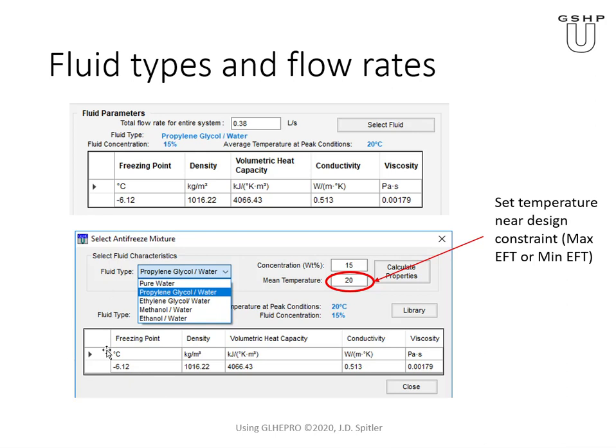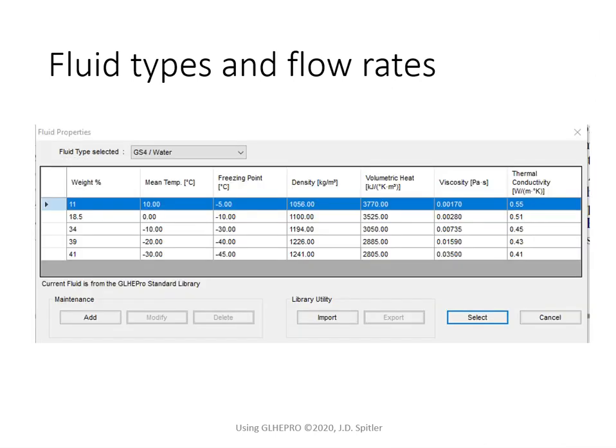If your antifreeze mixture isn't here, we have a library. You would have to add, well, we actually have some other types of brines. There used to be an antifreeze called GS4. I don't think it's commercially available anymore, but we had some properties for it, or you can add your own.